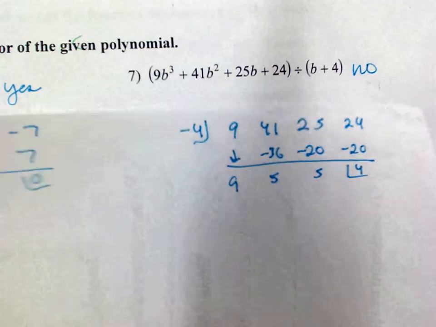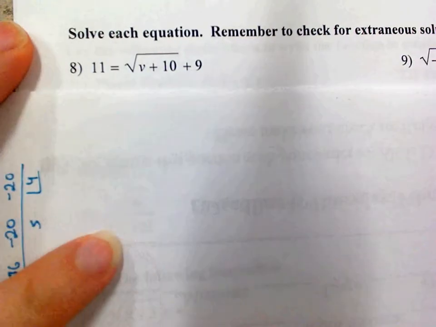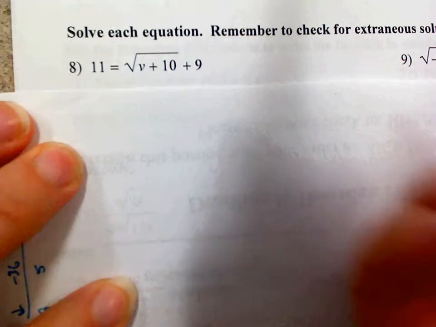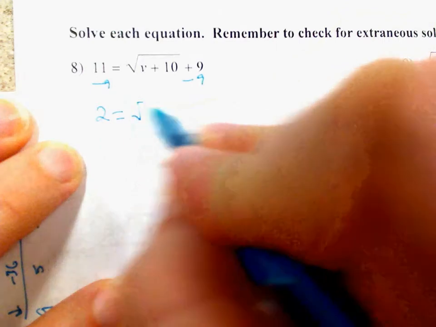Okay, solve each equation. So when I'm trying to solve this equation right here, first I want to get the square root of v by itself, so I'm going to subtract 9. And you get 2 equals the square root of v plus 10. Now I want to get rid of the square root.